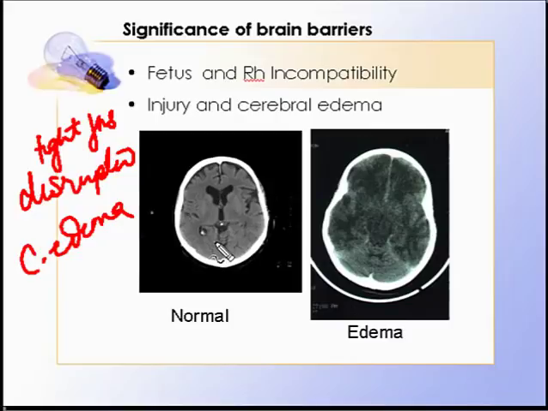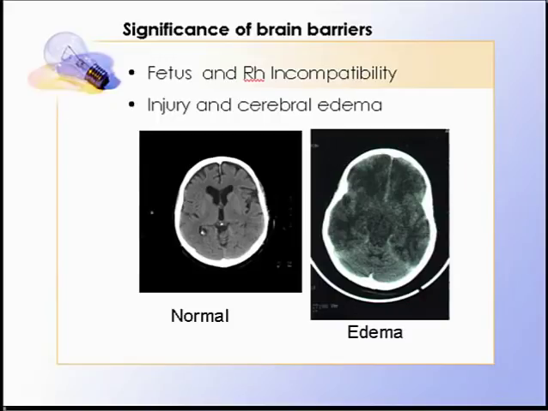This is a picture of cerebral edema where everything appears really fuzzy, and that is because the brain has swollen up, so there's a swelling of the brain. So again, injury can disrupt the barrier.